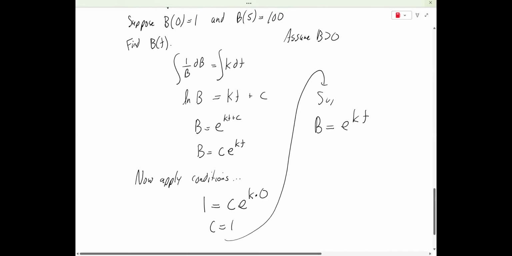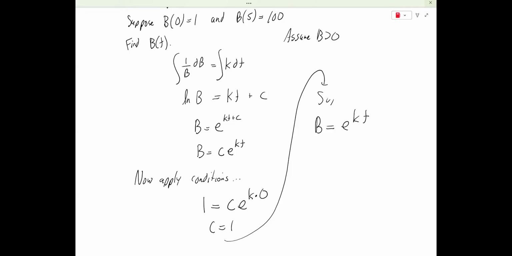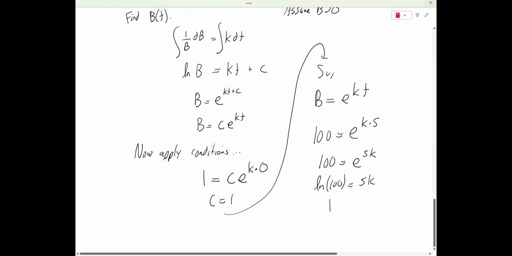Now apply the other condition. The other condition would be B of 5 is equal to 100. So I get 100 equals E to the K times 5, so 100 equals e to the 5k. Now solve for k. Take the natural log of both sides. So natural log of 100 equals 5k. Then k is equal to natural log of 100 divided by 5.